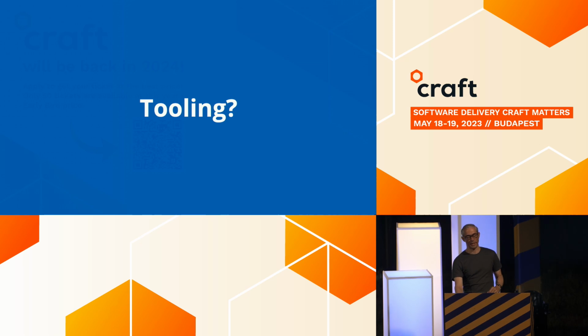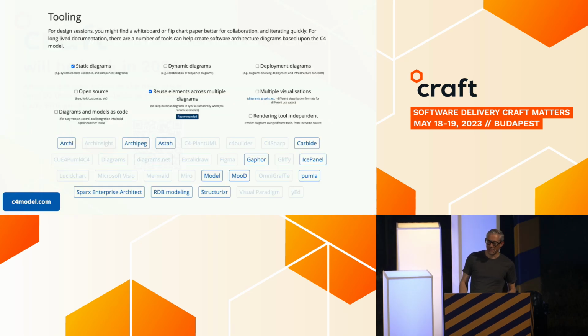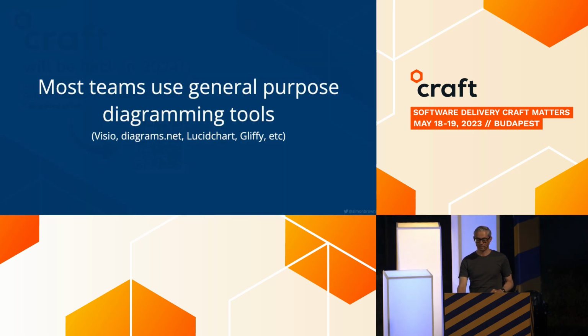So tooling, that's what we're here to talk about. If you go to c4model.com, there's a little tooling link. Click that, and you'll get this page. And what I've tried to do here is assemble a list of all of the tooling that provides some specific degree of support for the C4 model. Some of these are diagramming tools, some of them are modeling tools.